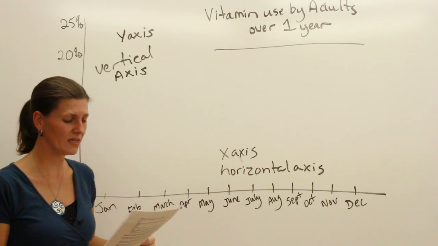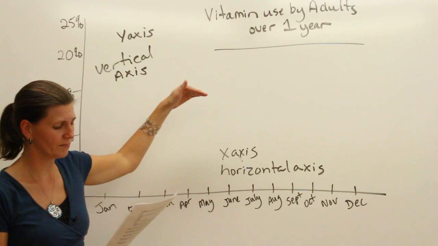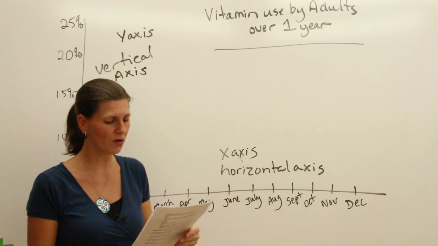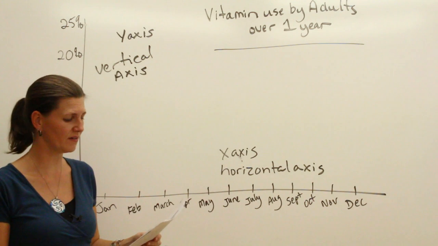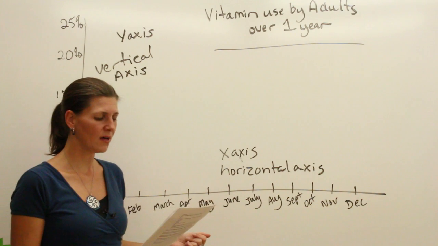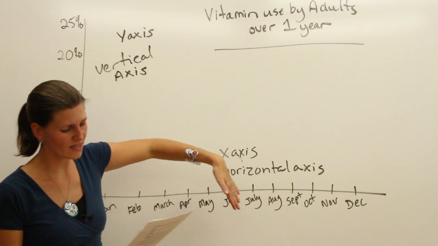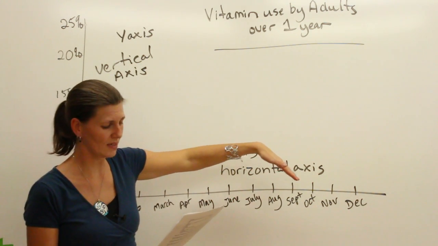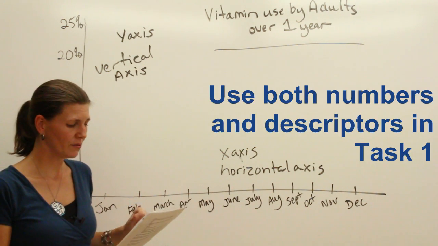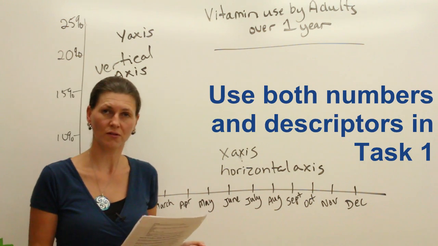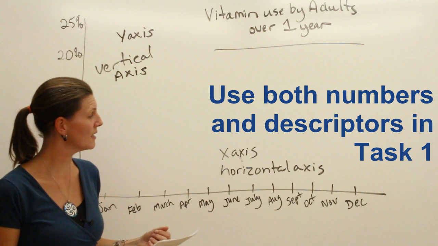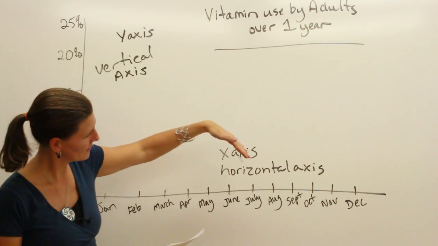I'll continue with another way to say that idea. Between August and October, there was a considerable fall in the percentage of adults using vitamins. One more time. This was followed by a sharp drop of 14% over the next 2 months. Or vitamin use experienced a dramatic fall between August and October. You should now have a pretty good idea of where this graph is going.